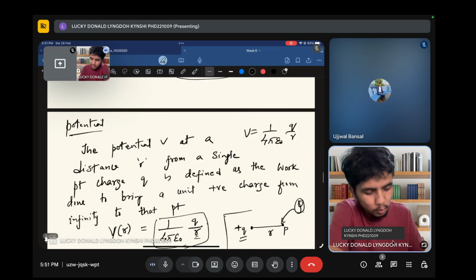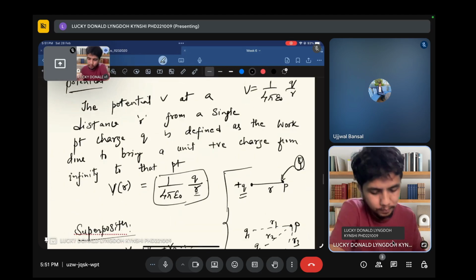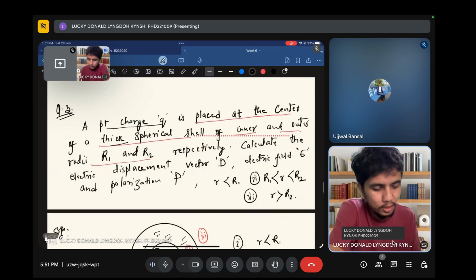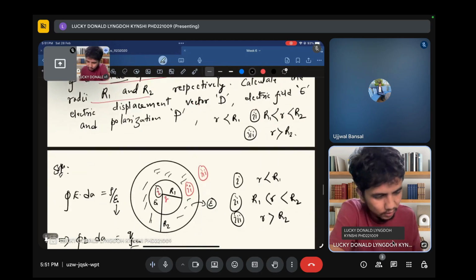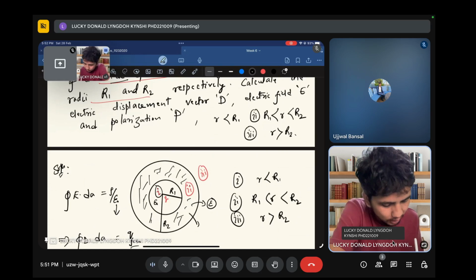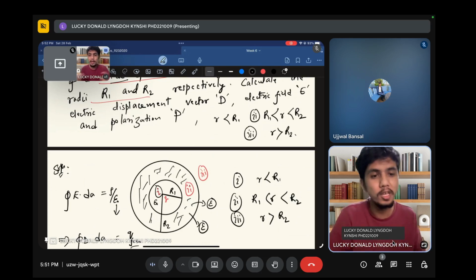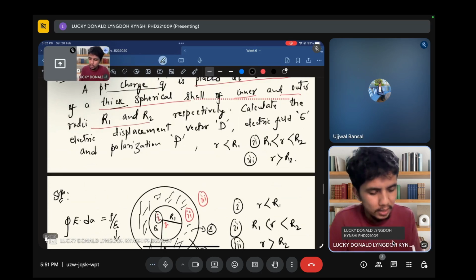Okay, and the third question is also the same thing. It's like a point charge is placed at the center of a thick spherical shell. In the region greater than R1 and less than R2, the shell has permittivity epsilon. Inside it is a vacuum, and outside it is also a vacuum. So what you need to find out is the displacement vector, electric field, and polarization.